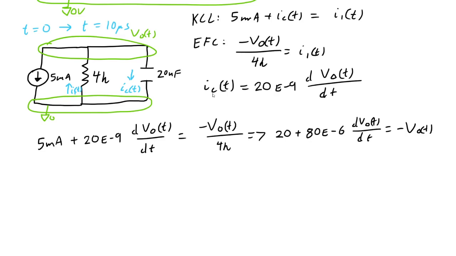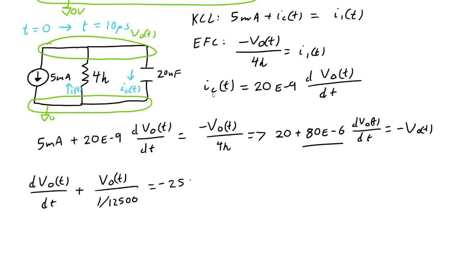Okay, so we're going to move the negative VO to the other side and move the 20 to the other side and divide everything by the time constant, which is 80 microseconds. So that's going to end up being dVO(t)/dt plus VO(t) times 1 over 12,500 equals 250,000.